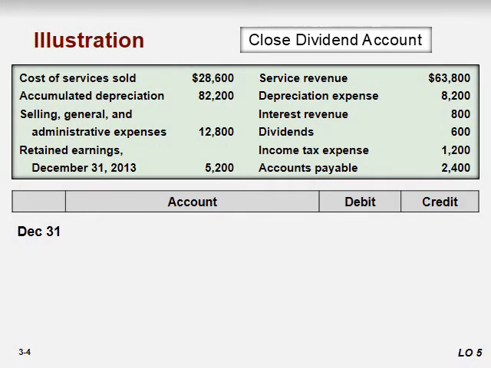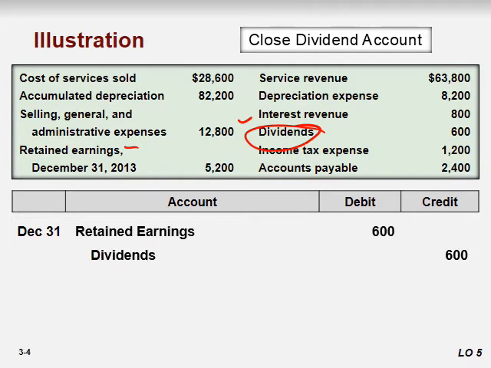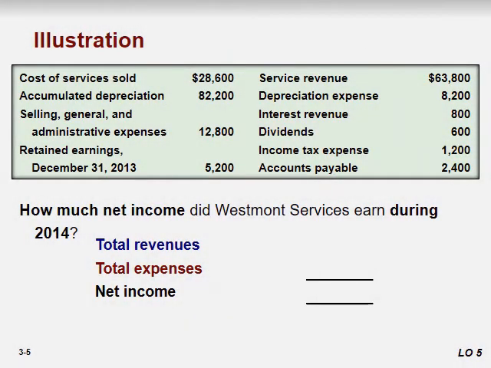So now closing of the dividend. How much dividend do we have? We only have one dividend account here. When you close down the dividend, the entry would be the reverse of when we created it. When dividends increase, dividends are debited. But when you close it down to the retained earnings, the entry would be retained earnings to dividend, 600, right?